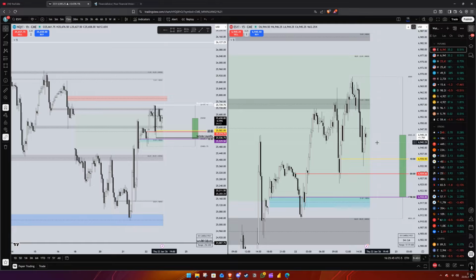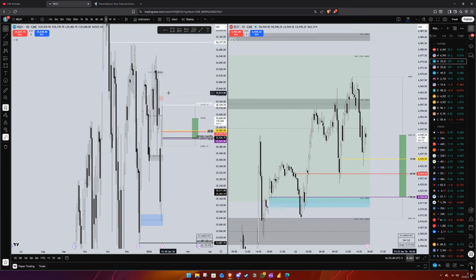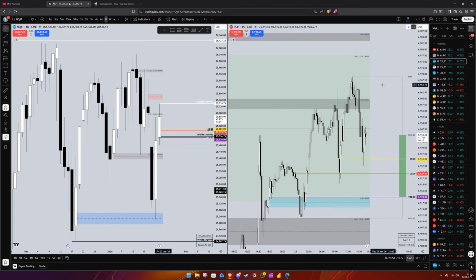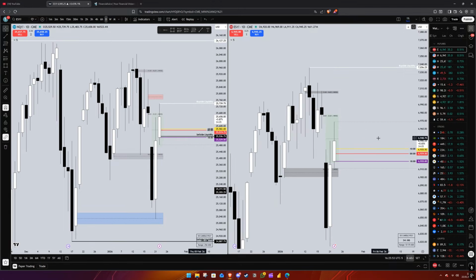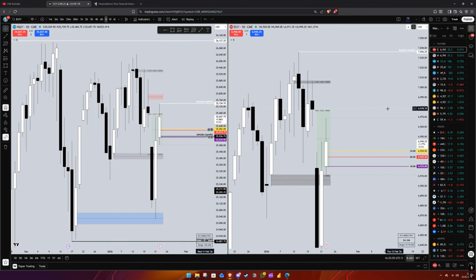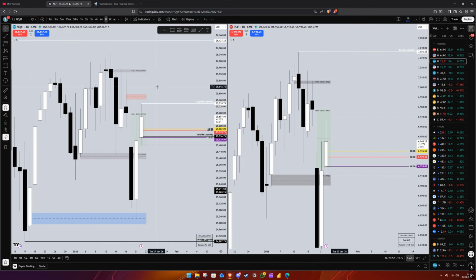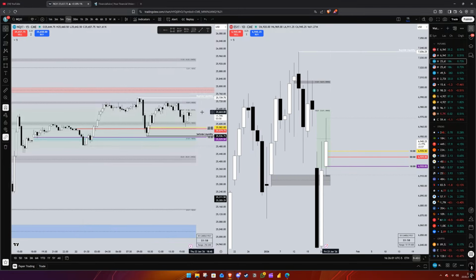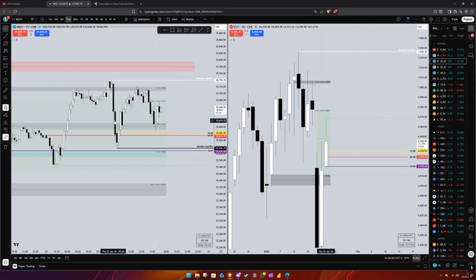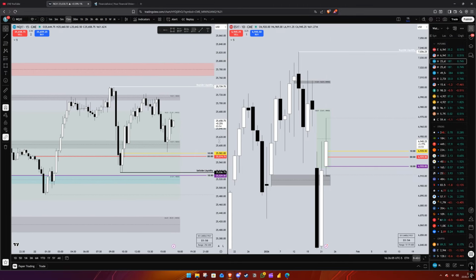I'll just see what Friday tomorrow does, but I won't be able to trade because I'm away. I have to take care of something else. And yeah, that's pretty much going to be it for the outlook today. There's nothing really much to talk about except what I just outlined and explained.